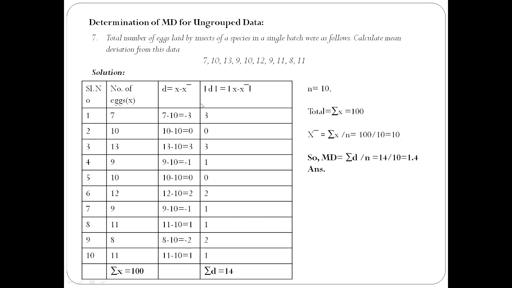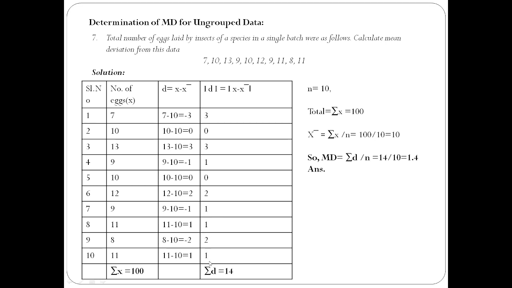To find the mean deviation, we need to find the value of d. d is equal to x minus x bar. So it is 7 minus 10, where 7 is the x and 10 is the x bar. 7 minus 10 is minus 3. Then 10 minus 10 is 0. 13 minus 10 is 3. So minus and plus signs are both there, but we need to omit the minus sign because we take the absolute value of d, that is always positive. So modulus d is equal to modulus of x minus x bar. Minus 3 becomes 3, 0 becomes 0, 3 becomes 3, minus 1 becomes 1. We take only the absolute value; all are positive, and the negative sign is omitted here.